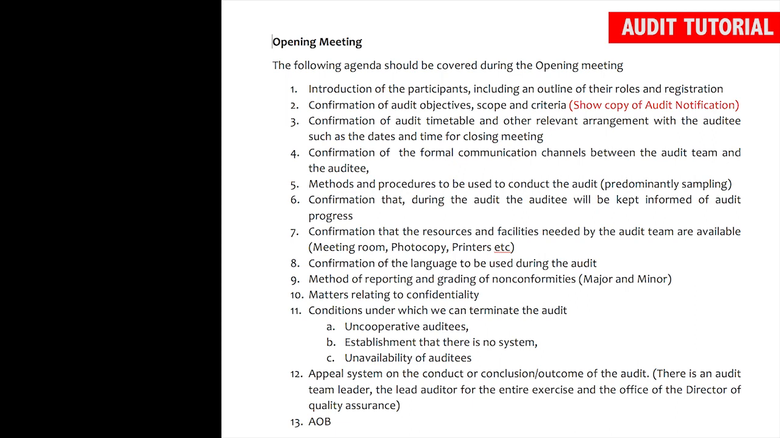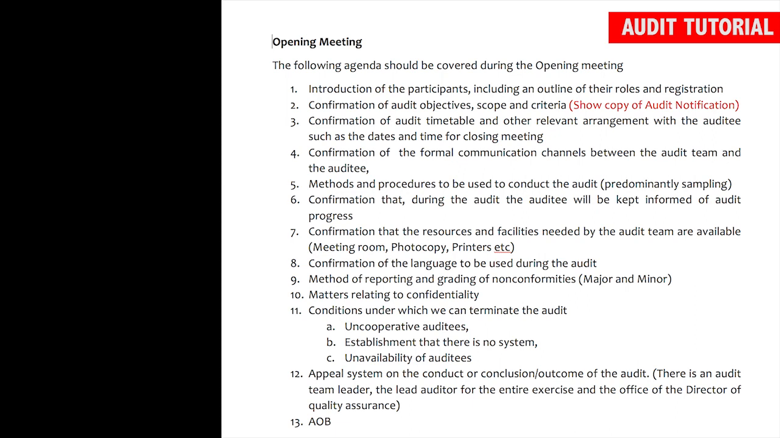We'll also confirm with the members attending the meeting that the resources and facilities needed for the audit team are available. We will need a meeting room. There will be need for photocopy facilities and direction to the printers. Then during the meeting also we require confirmation of the language to be used during the audit. This might appear obvious, but it's important to confirm that the audit will be carried out in English.